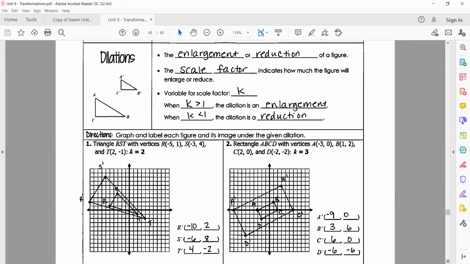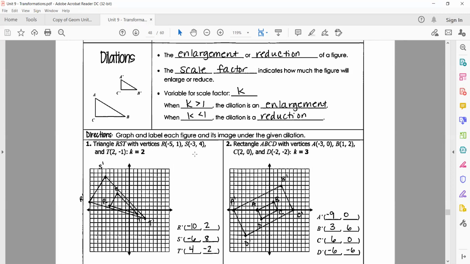And right there, you can see how it's gone from the original small triangle RST to the enlarged version. And if you compare these numbers down here, R prime, S prime, T prime, it's just what I said. Every one of these originals multiplied by 2. There's really not anything more to this.